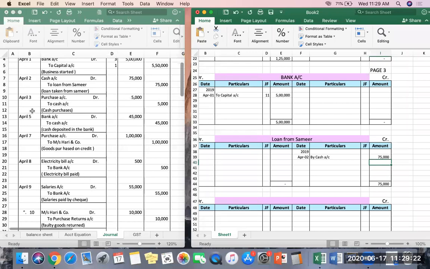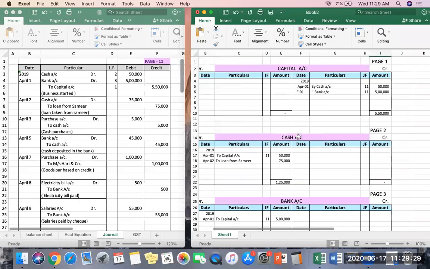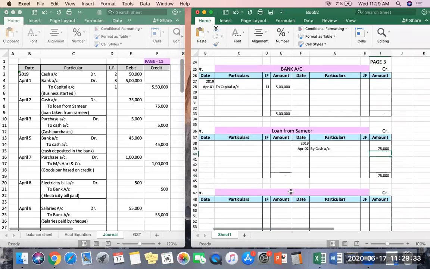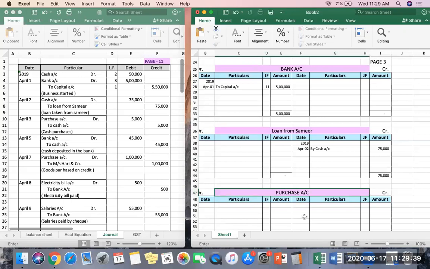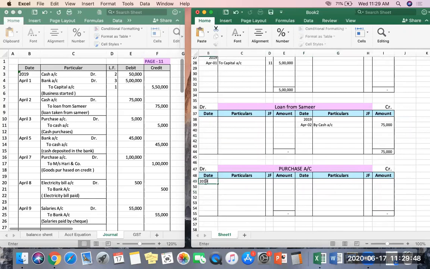The third entry is written as purchase account is debited. We have not yet made the purchase account. We have capital, cash, bank and loan, so we will open another account, which is your purchase account. Now, the entry in the purchase account is on which side? It is on the debit side. So here you'll write 2019, April, and the date given is 3rd.